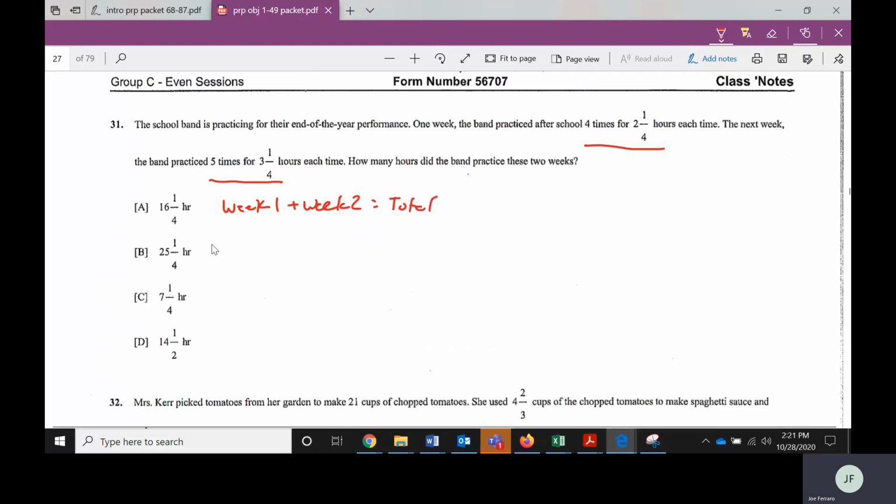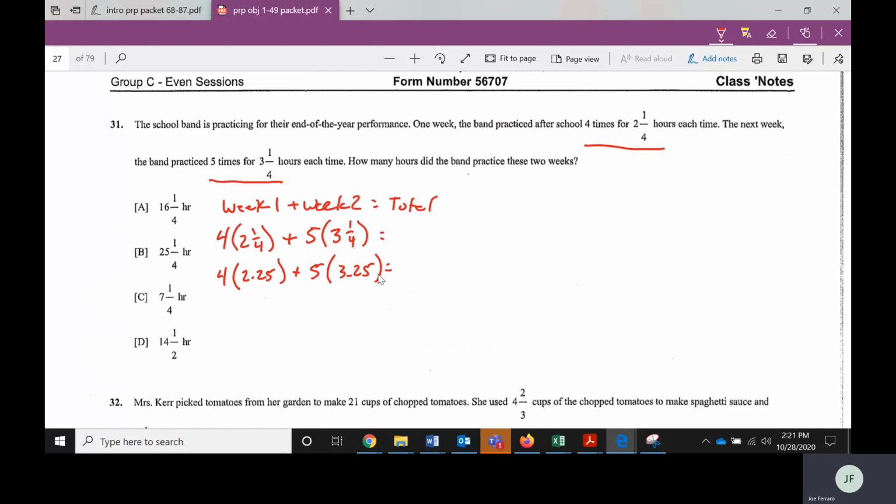So week 1, what they did, 4 times they went 2 1/4 hours. So that's 4 times 2 1/4. Plus the next week, week 2, they did 5 times at 3 1/4 each time. Okay. So again, if we're going to change these to decimals, if you don't like the fractions, 1 divided by 4 is 0.25. So that's 2.25. 3 1/4 is 3.25. So 3 is the whole number. 1 divided by 4 is 0.25.